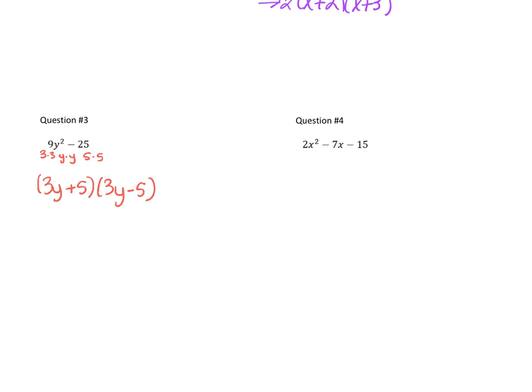Now 4 is a trinomial, but this a value is not a GCF, so I can't factor it out. So instead of factoring it out, what I'm going to do is multiply a times c, or 2 times negative 15. I'm going to get negative 30. And I need to find two numbers that multiply to negative 30 but add to negative 7.